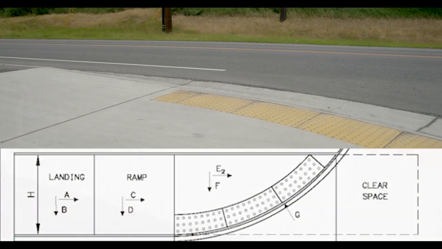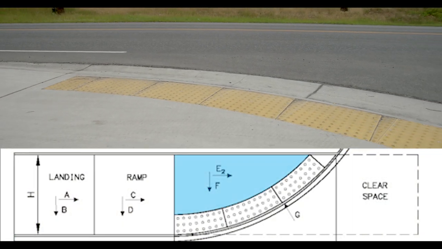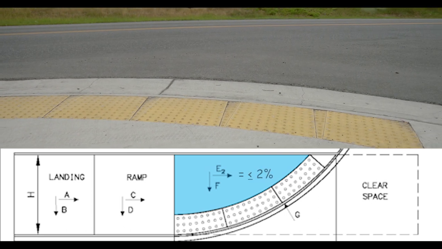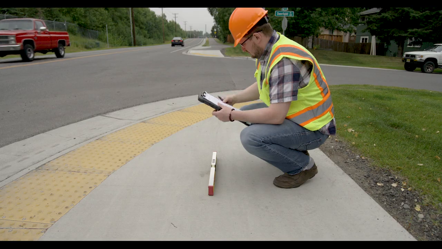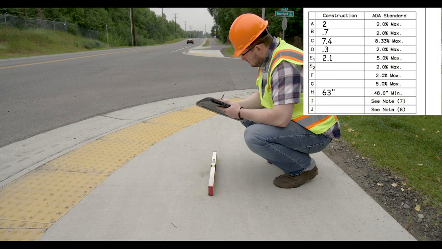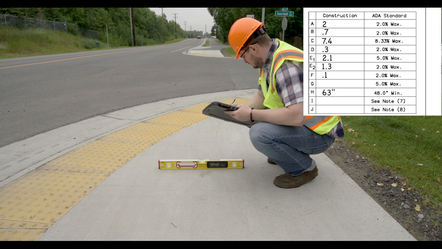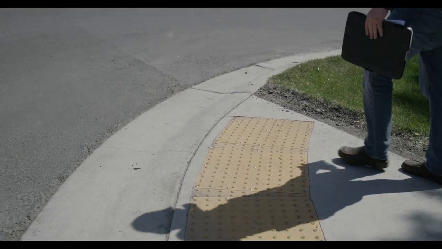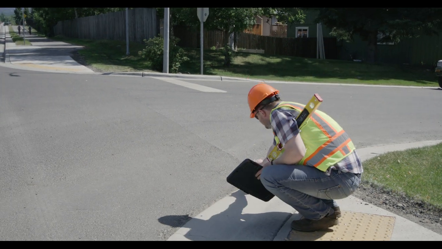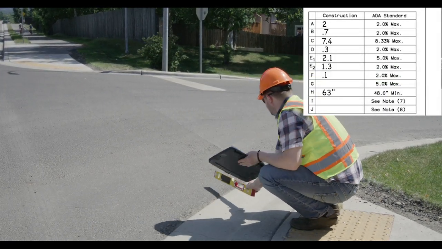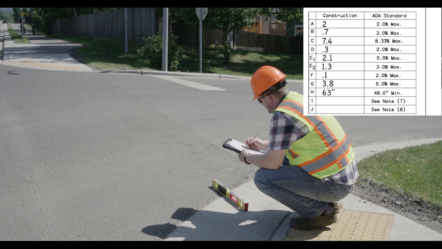In this case, the area between the ramp and the tactile warning is treated like a landing, where both the cross slope and the running slopes cannot exceed 2%. Measure your running and cross slopes as usual and record them in boxes E2 and F respectively. Next, measure the counter slope. The gutter in this instance will be found where the tactile warning ends. Proceed with caution and record in box G.